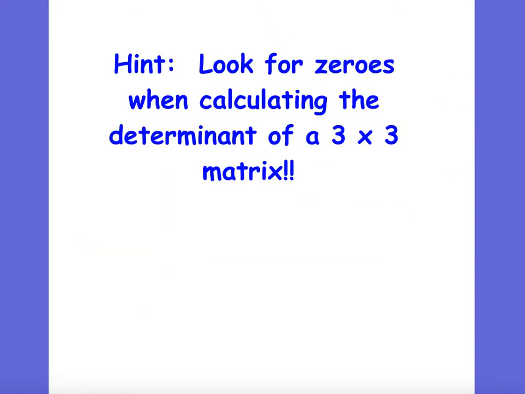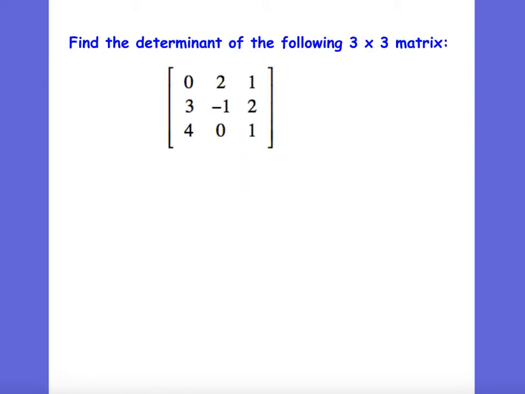So -1 becomes +1. Now, we're going to put all this together. And just a hint again, look for zeros when calculating the determinant of your 3 by 3 matrix. So we want to find the determinant of the following matrix. So first thing you want to do is pick a row. I can go first, second, or third, but the first and third rows have zeros, which makes my life a whole lot easier.